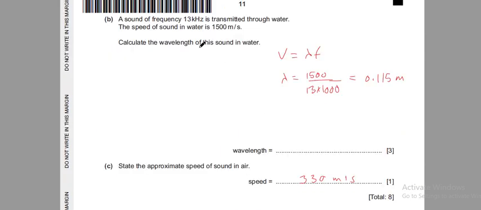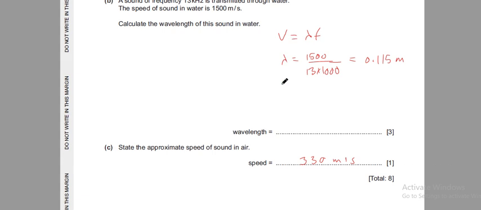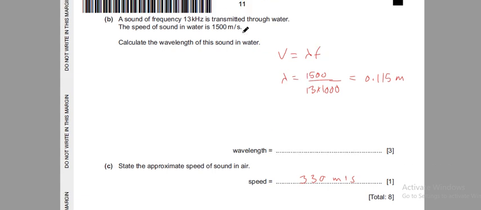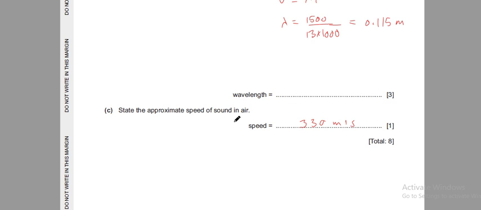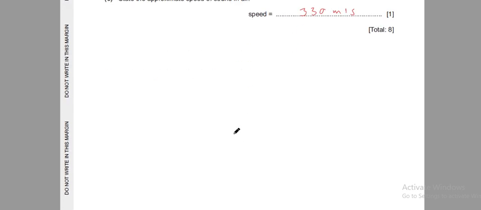The frequency and the speed in water are given. Calculate the wavelength: V equals lambda F. Lambda equals V, which is in meters per second, over F, which is in kilohertz, and we will convert it to hertz to have the distance in meters. State the approximate speed of sound in air, which is 330.